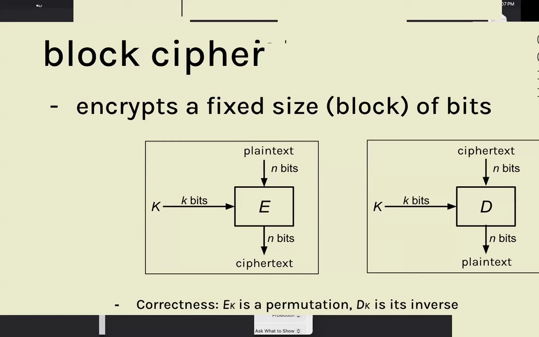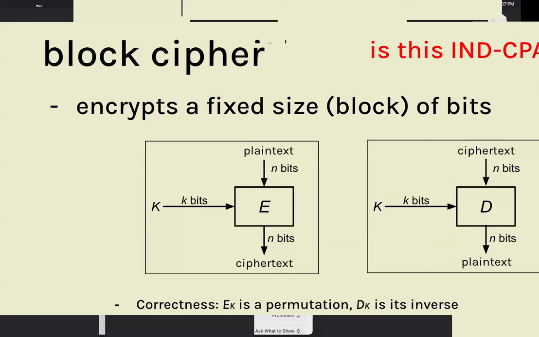So, for the block cipher, we obviously need correctness. We want that if you encrypt something and decrypt it, you get your message back. Efficiency: we want encryption and decryption to be fast. And for security, like we said, it behaves like a random permutation without knowledge of the key.